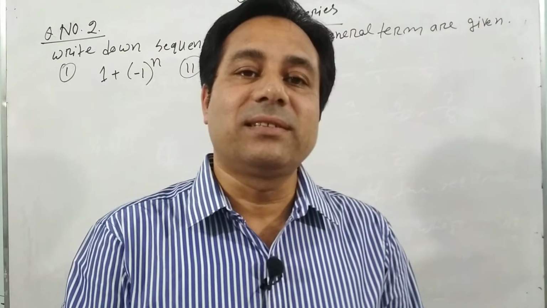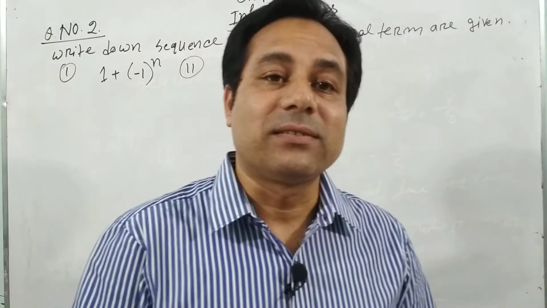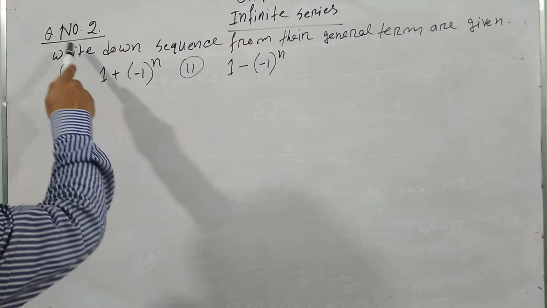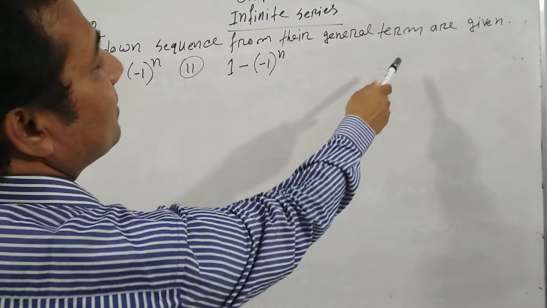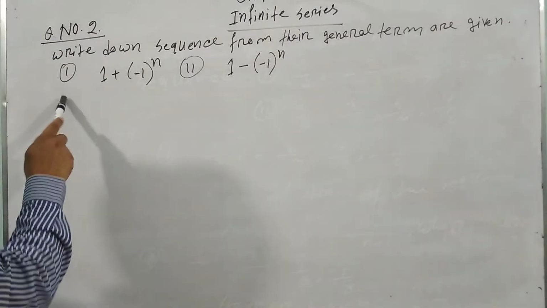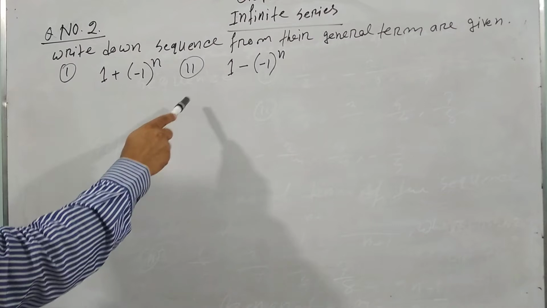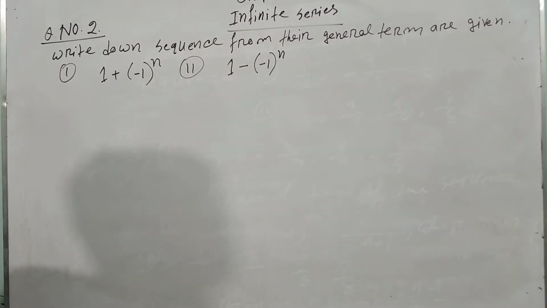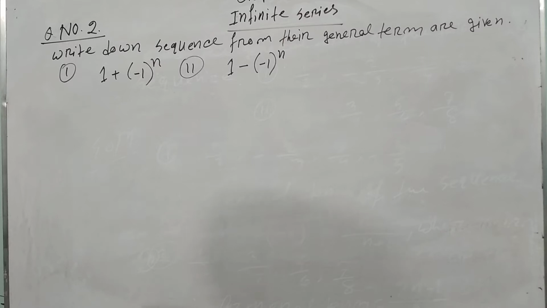Today I will discuss infinite series of higher mathematics of class 10. Question number 2: write down the sequence whose general terms are given. Number 1: 1 plus minus 1 to the power n. Number 2: 1 minus 1 to the power n. We have to find out the sequence. How is it possible?